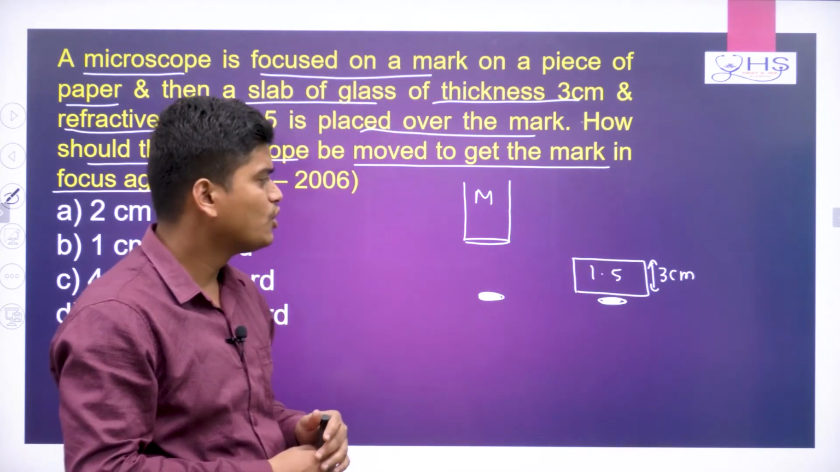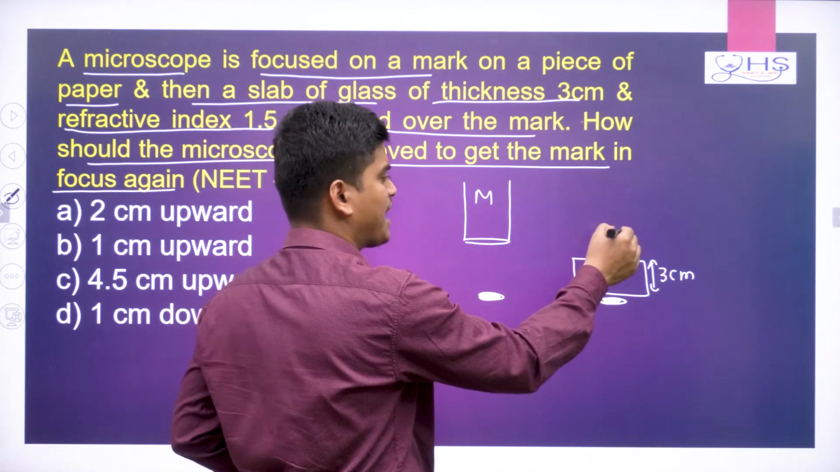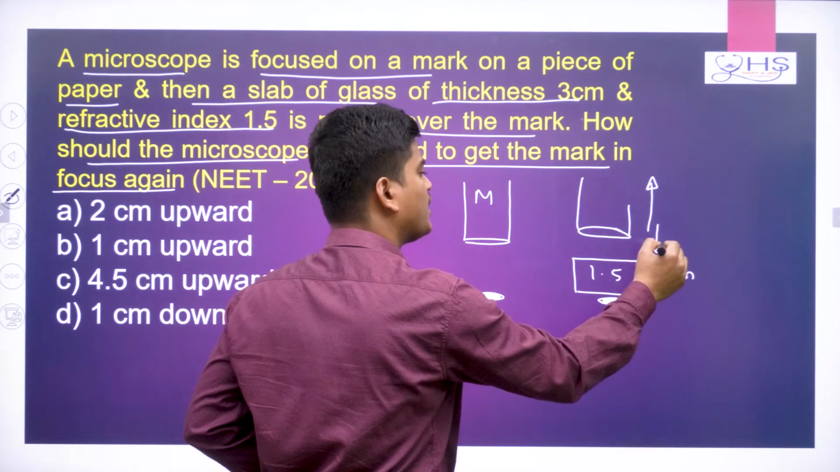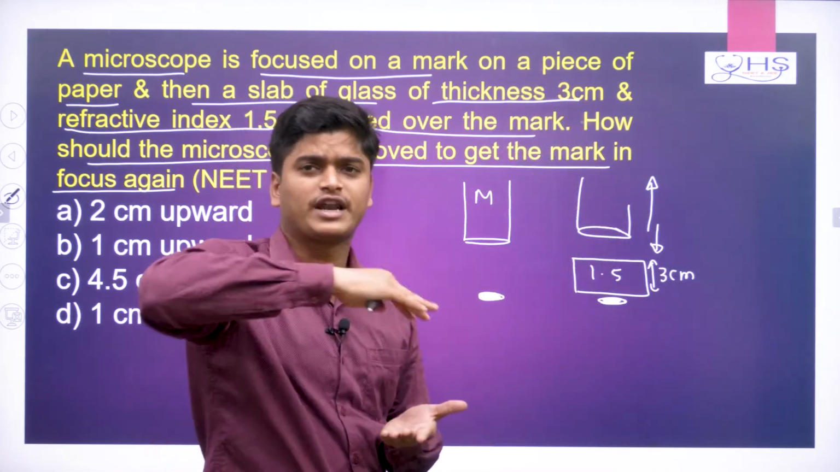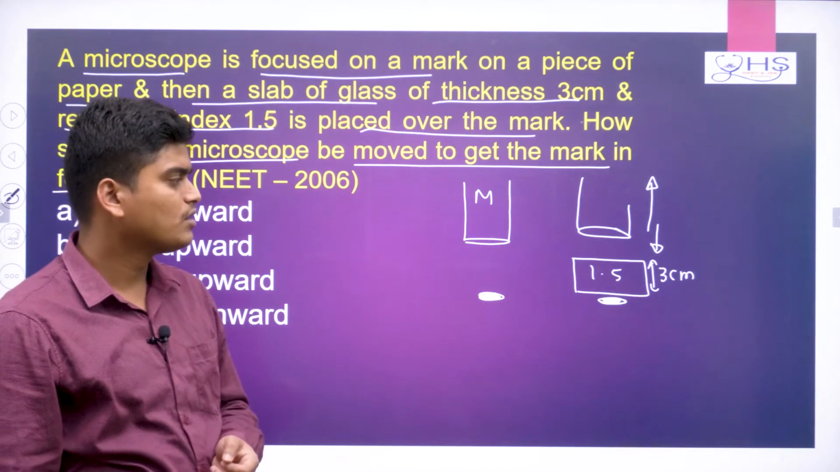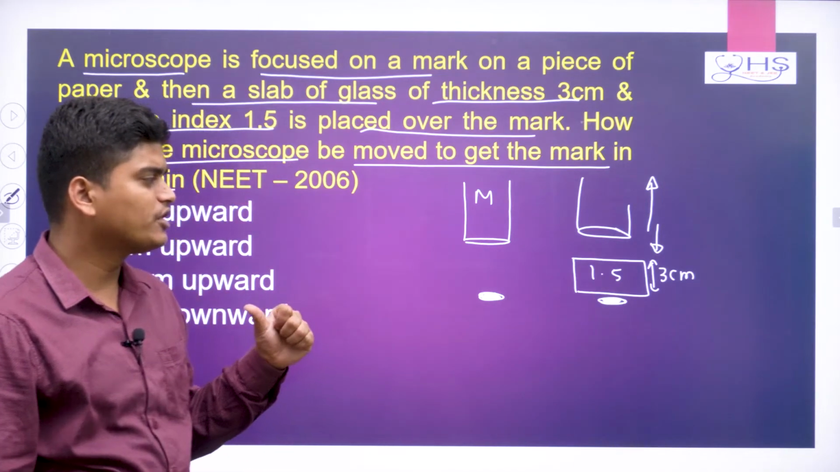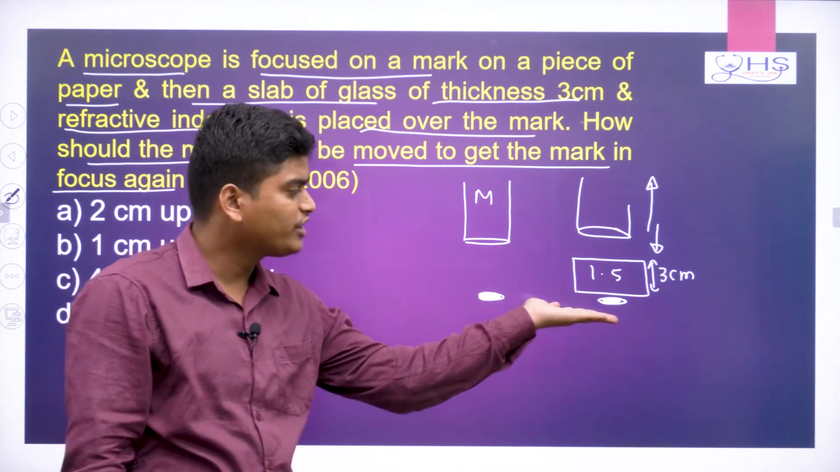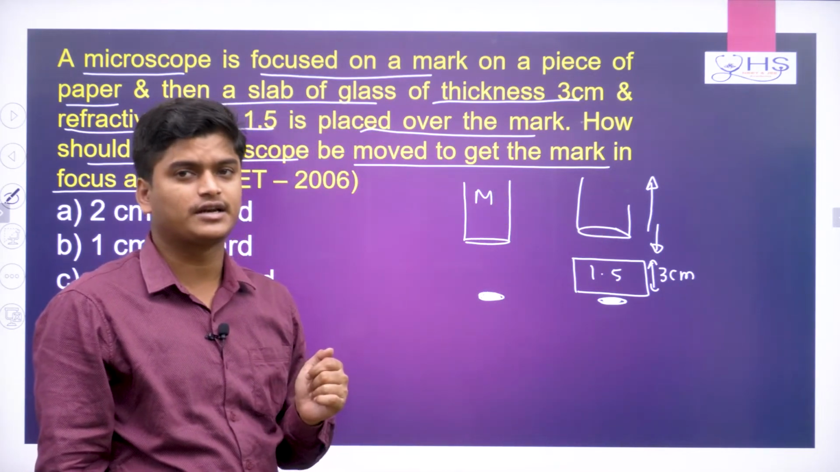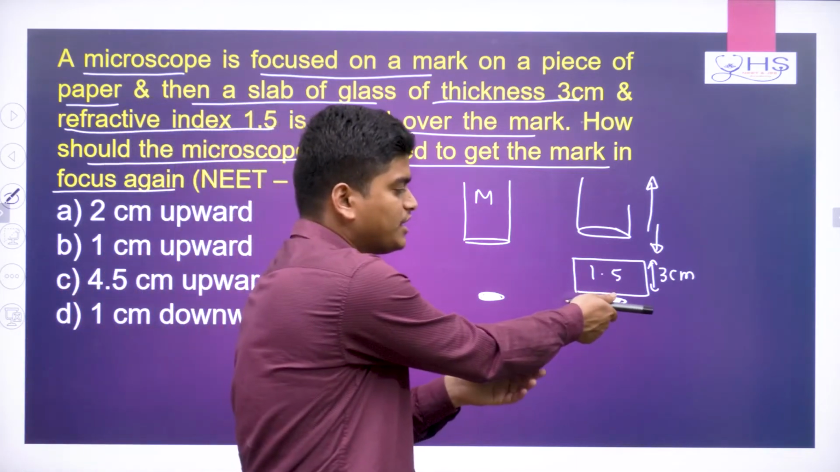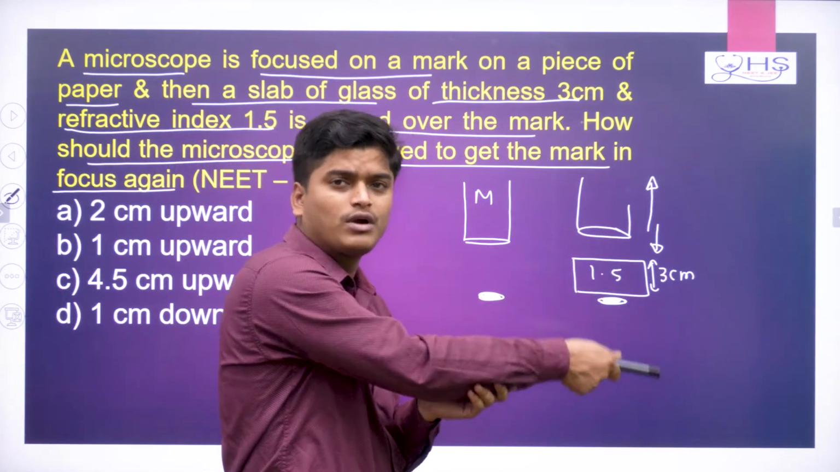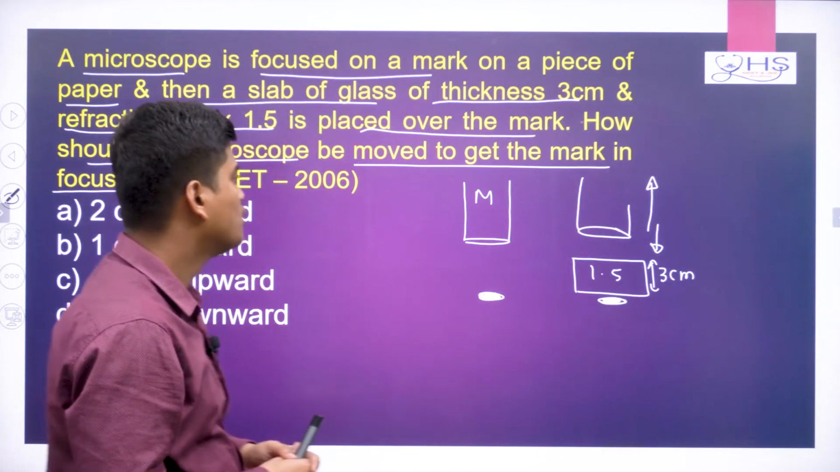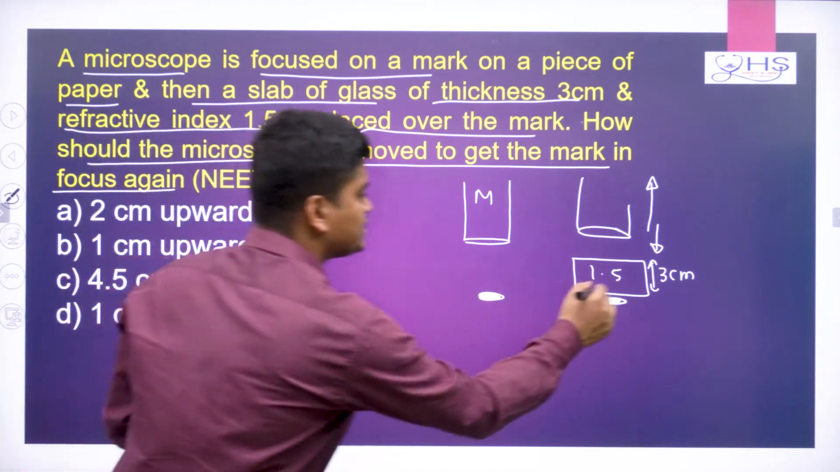So what do we need to do? Now you need to shift this microscope, either upward or downward. Then you can do the adjustment. So how to do that? First you need to understand, if you are keeping this glass slab, then how much this spot is shifting. If you understand how much this distance is shifting upward or downward, wherever it is shifting, accordingly you can move the microscope.